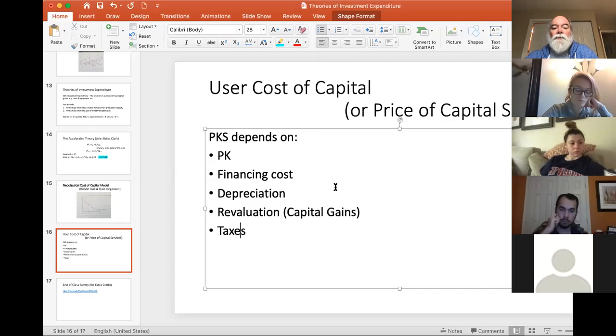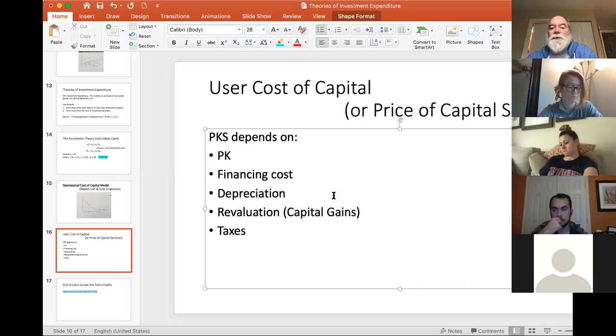I'm sure Ryder Truck Rental can tell you how much depreciation their trucks experience during a year, say. Okay, now it's going to get complicated. The next factor that matters here is called revaluation or capital gains.